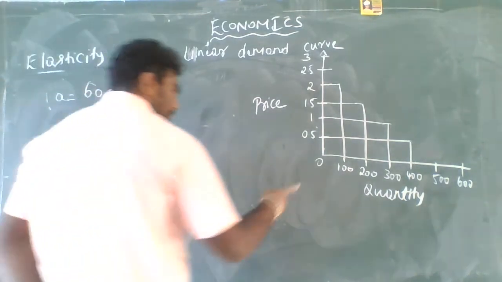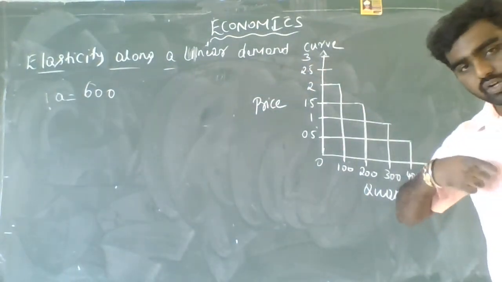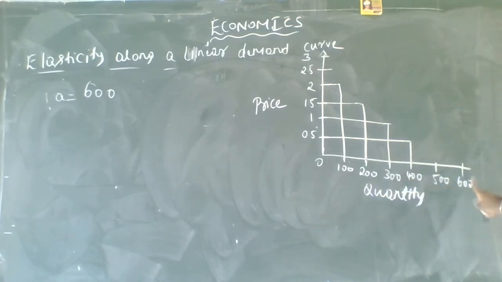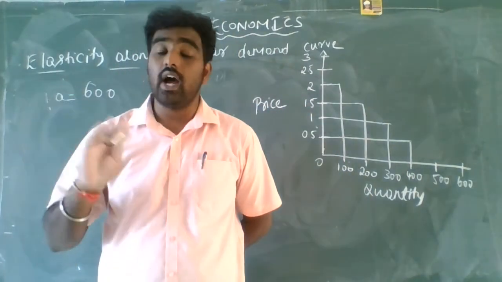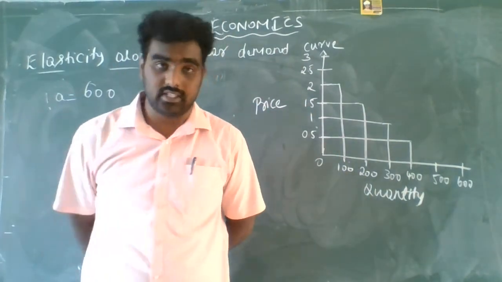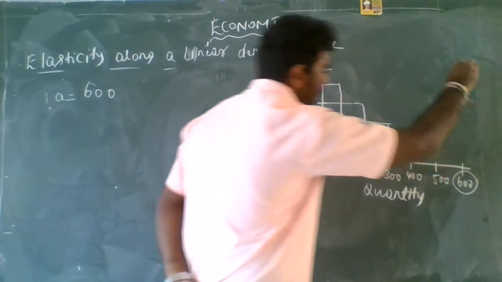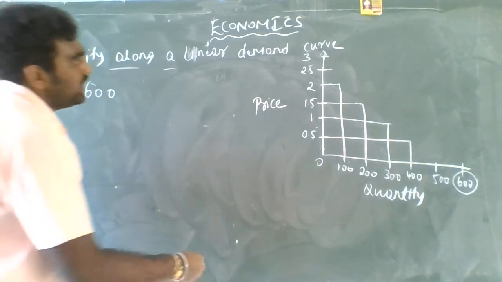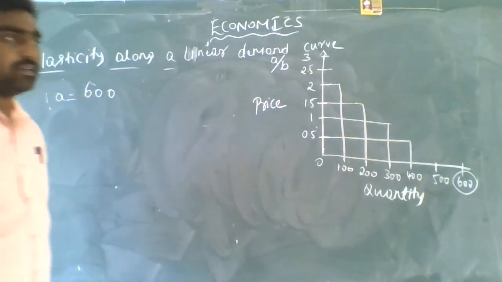When the price is 0, I will give the chocolates to you for free. It doesn't cost any price. You will only consume 600 chocolates. So you will tell me, sir, 600 chocolates is enough for me. I can't eat more than 600 chocolates. So 600 is the maximum limit function. So A is 600. They are telling this point as A divided by B.